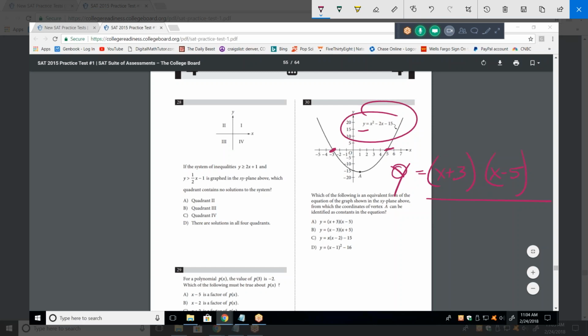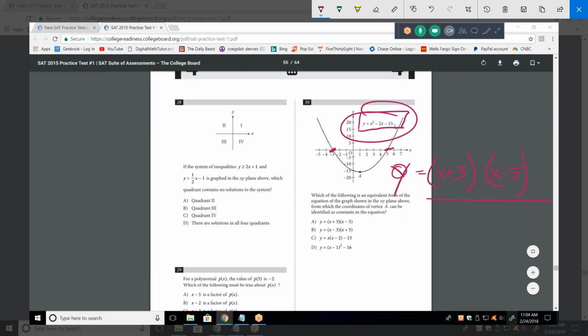I'm a little confused. What is it referring to when it says constants, like the coordinates of vertex A? I'm trying to figure that out because the question is, which of the following is the equivalent form of the equation of the graph shown in the xy plane? Well, they're giving us the equation of the graph, so it's not likely that's the answer, whether it's in factored form or not. In other words, all I've done is factor it, so we're looking at the same thing.